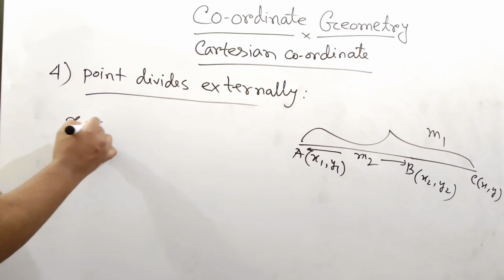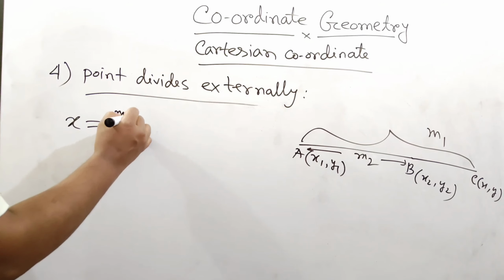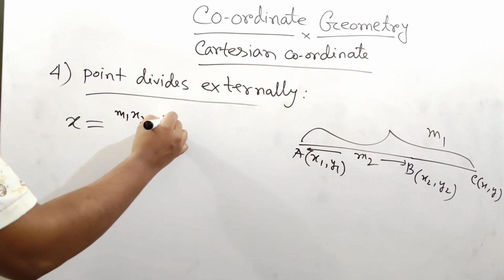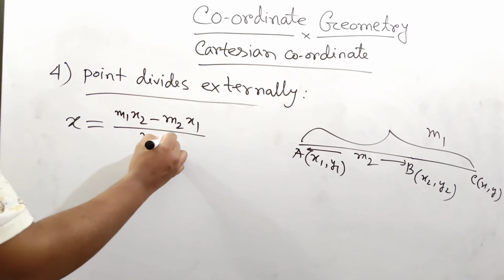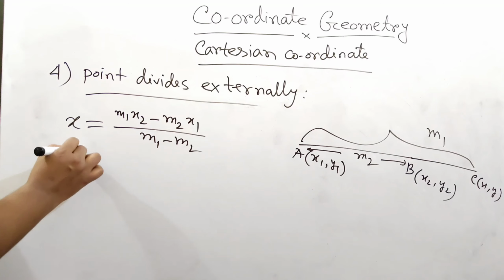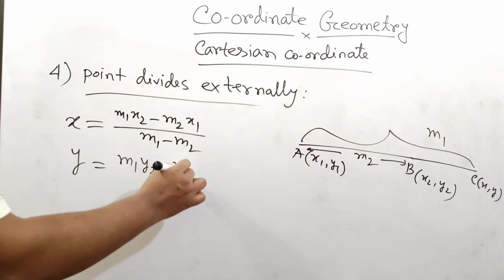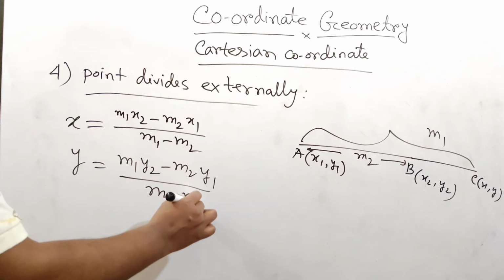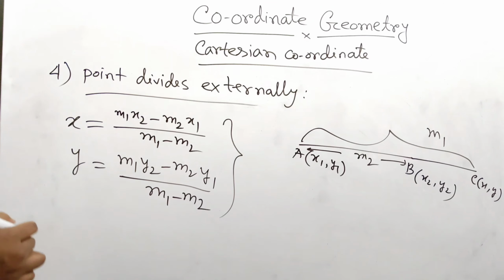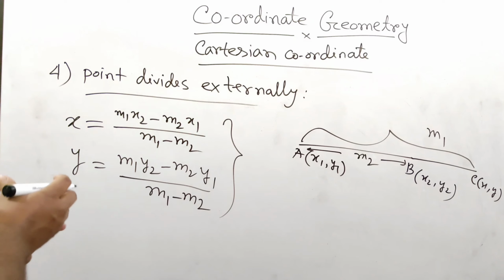The formula is the same as the internal division. That means here we just use the negative sign. So x is (M1 x2 minus M2 x1) divided by (M1 minus M2), and y is (M1 y2 minus M2 y1) divided by (M1 minus M2). So just look here, only the negative sign differs, otherwise the values are the same.